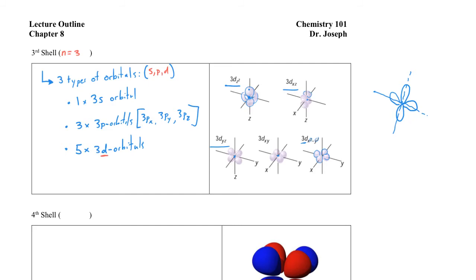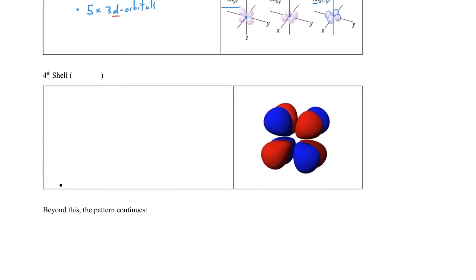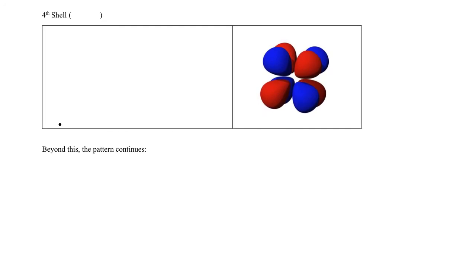Now, I'm not going to have you drawing the d orbitals, but I do want you to be able to recognize them when you see one. Okay, so let's move on to the 4th shell. So the 4th shell is when the principal quantum number n is equal to 4. And you might have guessed by now there's a little bit of a pattern here. If we have n is equal to 4, we should have 4 types of orbitals.